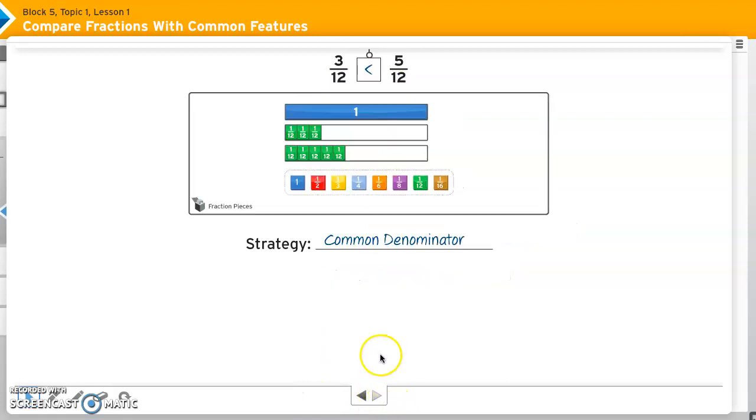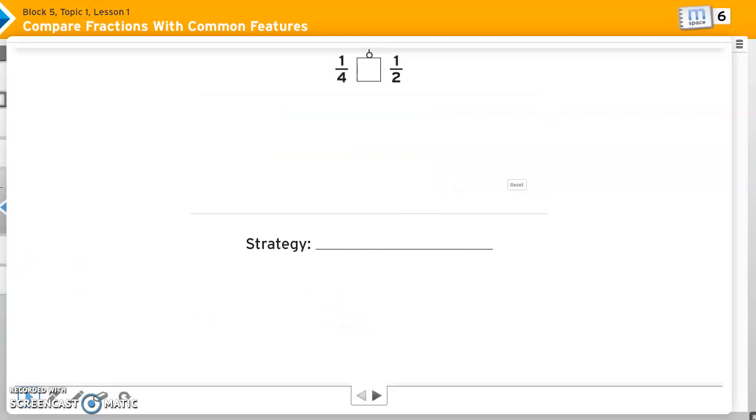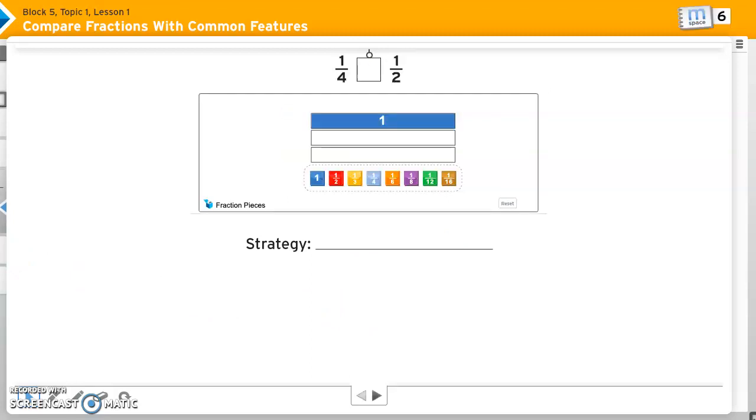So now we're going to practice one together. If you have your book, you can open your book to page 6, your new books. I'll get your old books to you if you want them. If you don't have your books, just jot down 1/4 and 1/2.